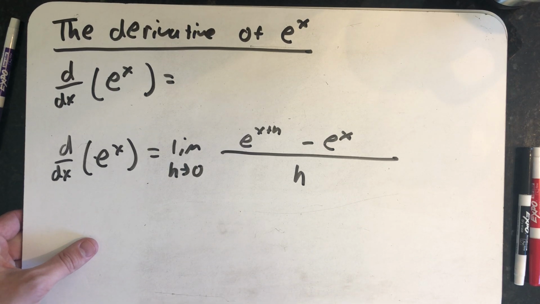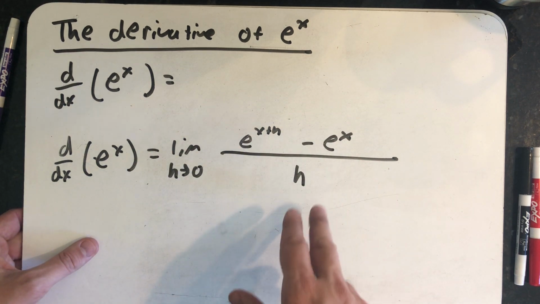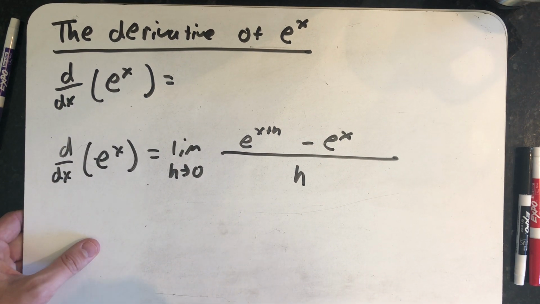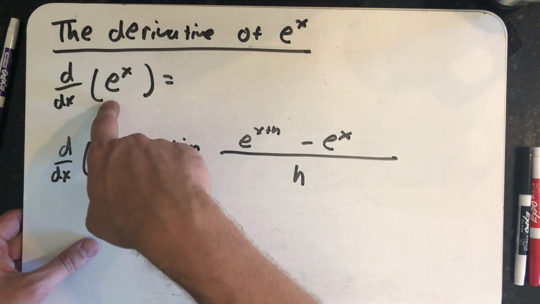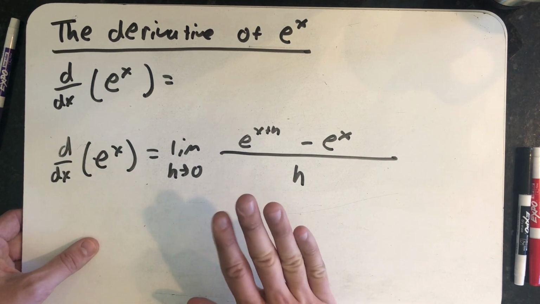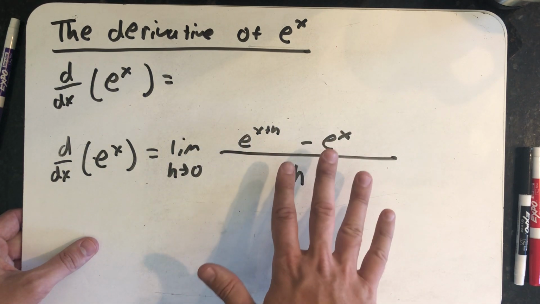I want to take the derivative of e to the x, and I'm going to do so by using the definition of derivative. I'm going to do it that way because I don't know a rule for e to the x yet. I have a rule for x raised to a constant, the power rule. This is a constant raised to the x. So I have to use the limit definition of derivative, which means I need to simplify this difference quotient.